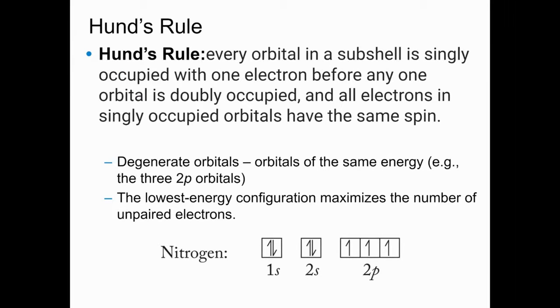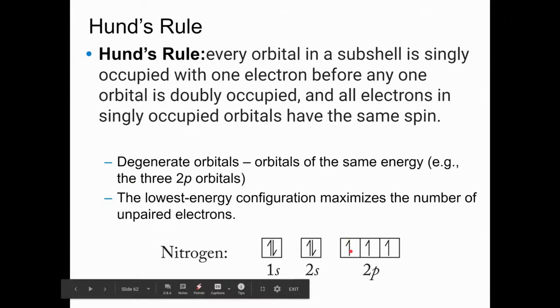We also have Hund's rule, which means every orbital in a subshell is singly occupied with 1 electron before any one orbital is doubly occupied. And all electrons in singly occupied orbitals have the same spin. So what that means is that if you're putting 3 electrons in the p orbitals, you put 1 in each orbital first before you buddy them up.